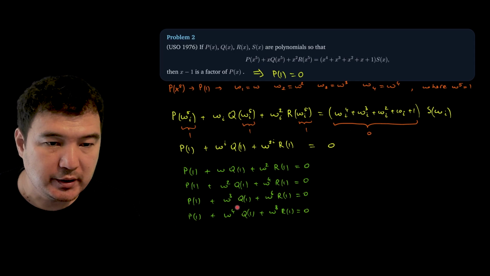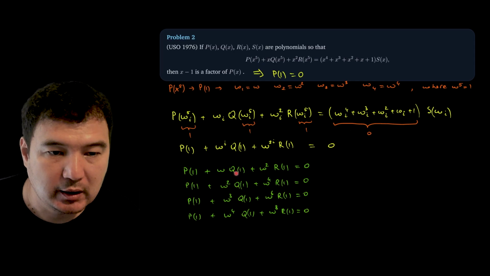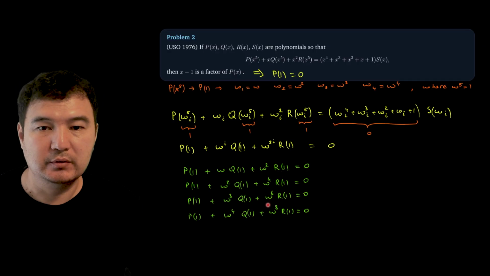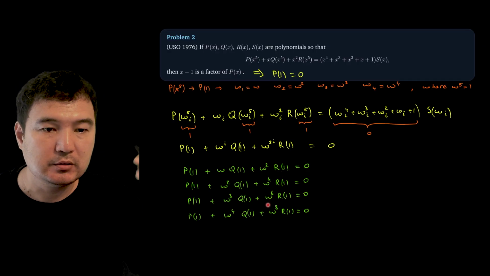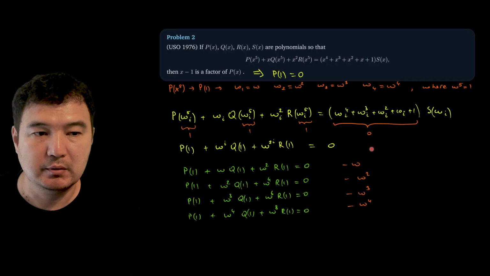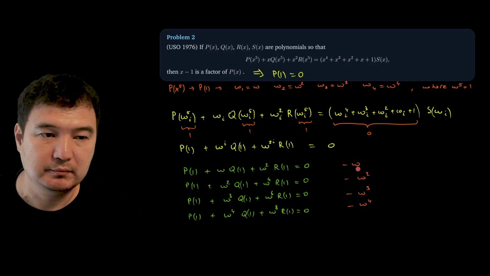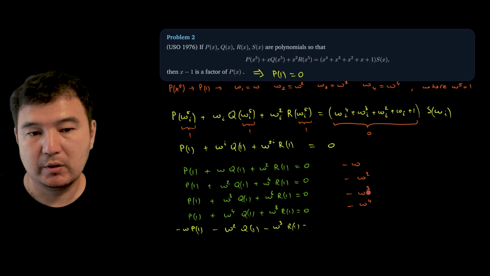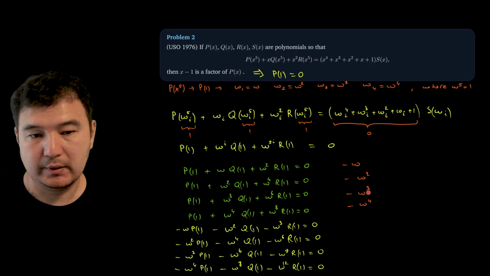These four equations have P1 in them, but we have Q1 and R1 that we don't know. So I want to get rid of those numbers. In order to get rid of them, I can multiply each of them by negative omega, negative omega squared, negative omega cubed, negative omega to the power 4. So I have 4 more equations.